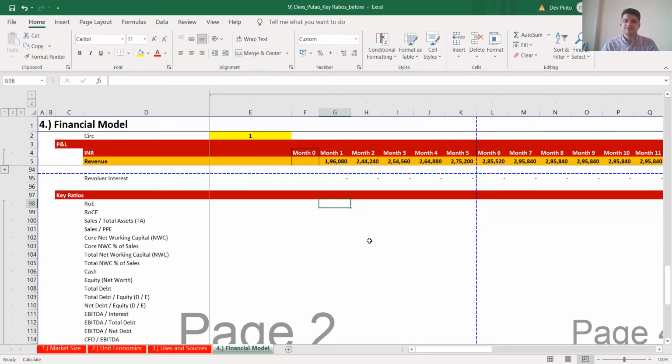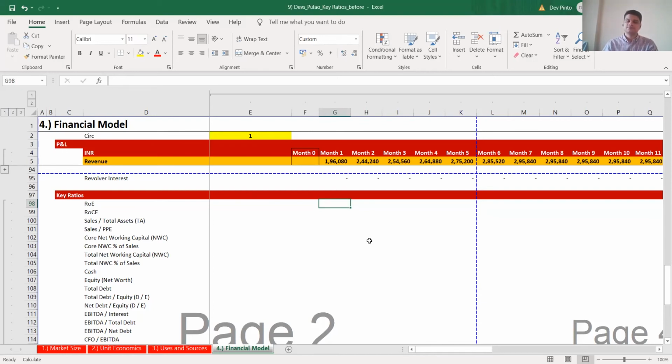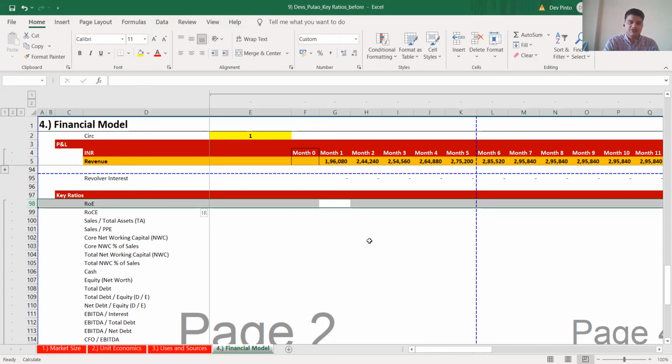Hey guys, Dev here. So in this video, we're going to cover some of the key ratios that we look at whenever we look at a business in terms of the three statements of the business, the financials of the business. So let's begin, right?